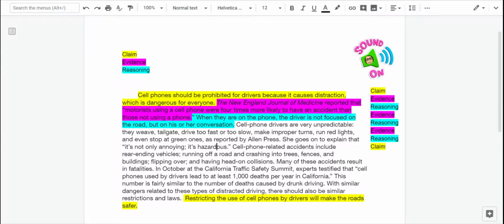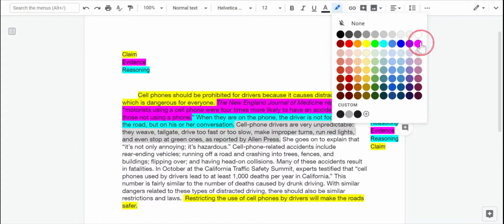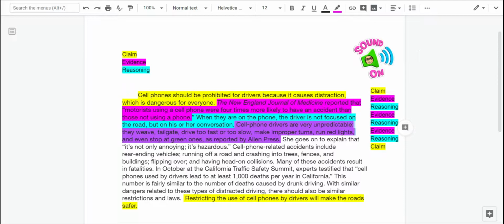Next one, we have here cell phone drivers are very unpredictable. They weave, tailgate, drive too fast or too slow, make improper turns, run red lights, and even stop at green ones, as reported by Allen Press. So this is information I got from a source called Allen Press. That is something else, and I'm going to highlight that. If it's something else, it's evidence.